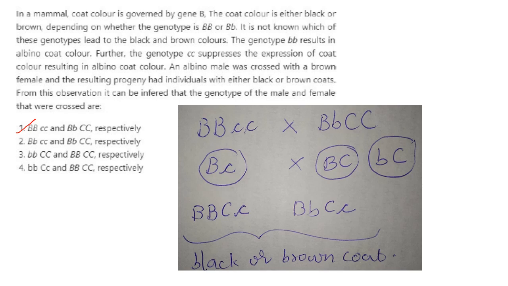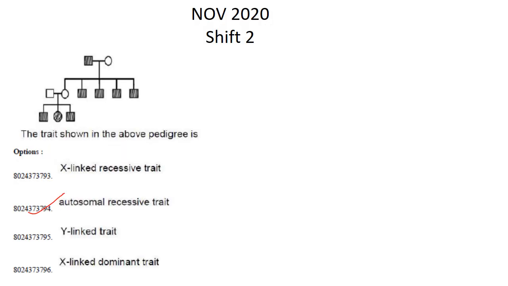So small b and small c result in albino coat color. So if you see option 1, capital B, small c into capital B, small b, capital C, you will get black or brown coat upon crossing. So 1 is the correct answer. Answer is option 1. So coming to the year November 2020, shift 2.